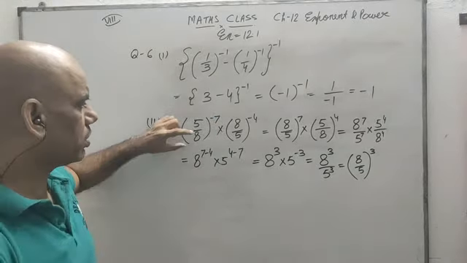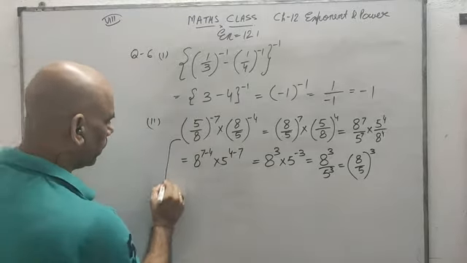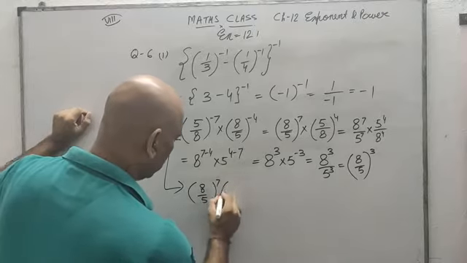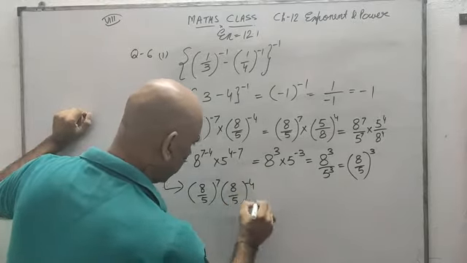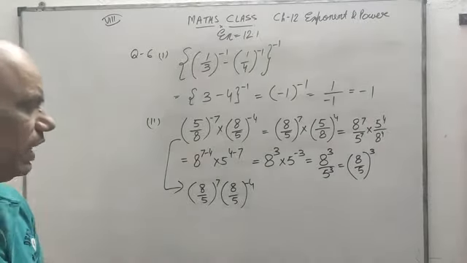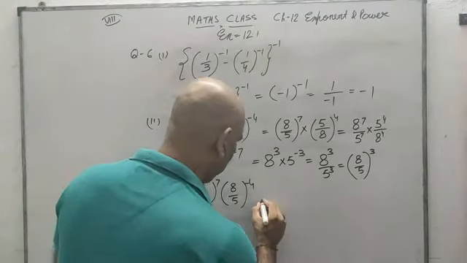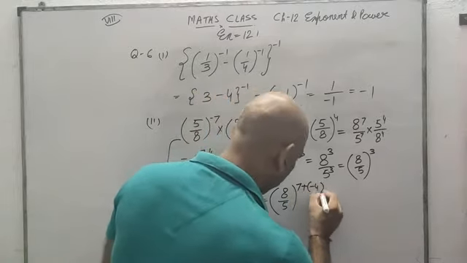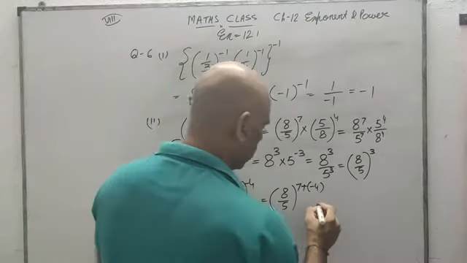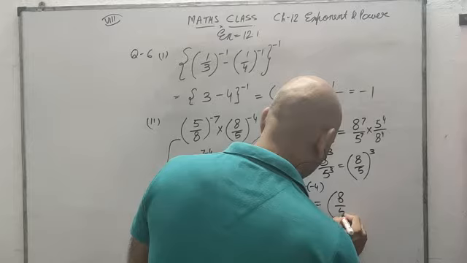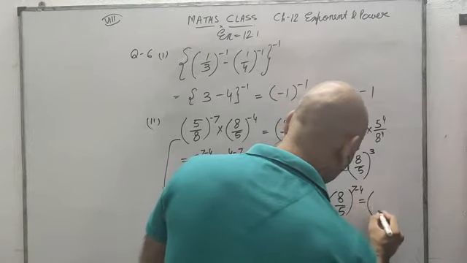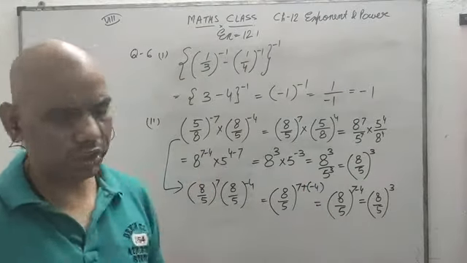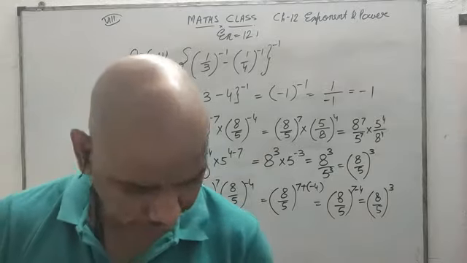The other way is that just change the power of one. What is the other way? 8 by 5 to the power 7 and 8 by 5 to the power minus 4. Now you can see the base is same. The base is 8 by 5. So powers will be added. So 8 by 5, 7 plus minus 4. Minus 4 is to be added. So in the end it will be 8 by 5, 7 minus 4, and the same 8 by 5 to the power 3. So you can do it this way or this way. Both ways are correct. Okay.